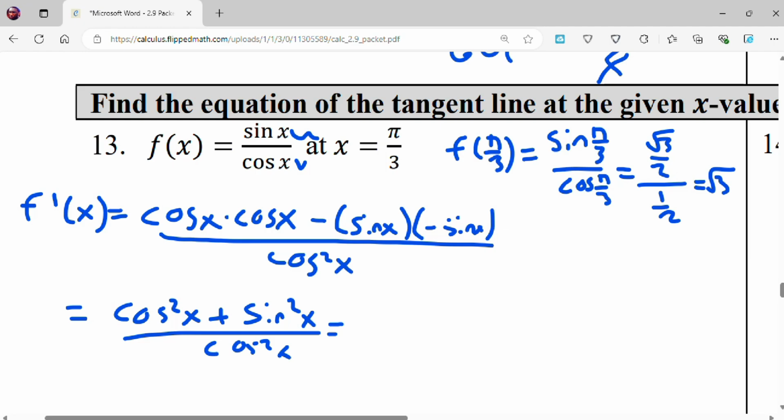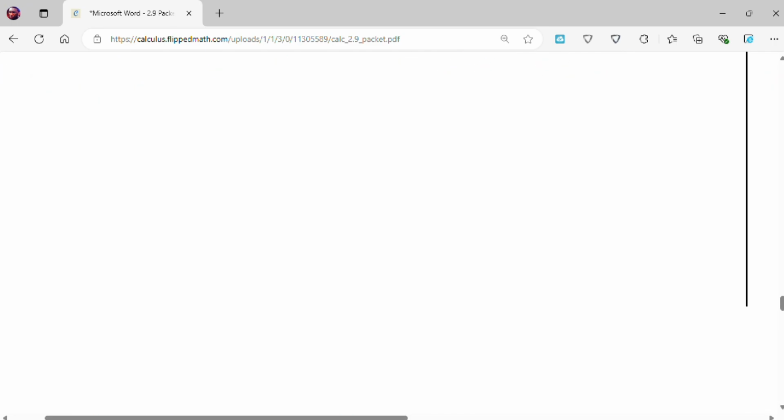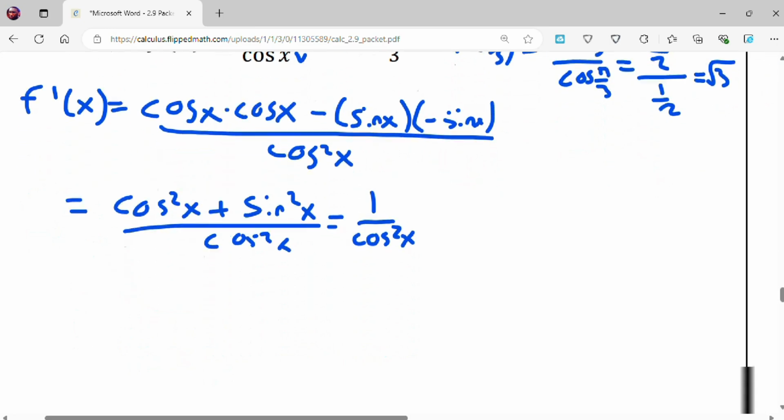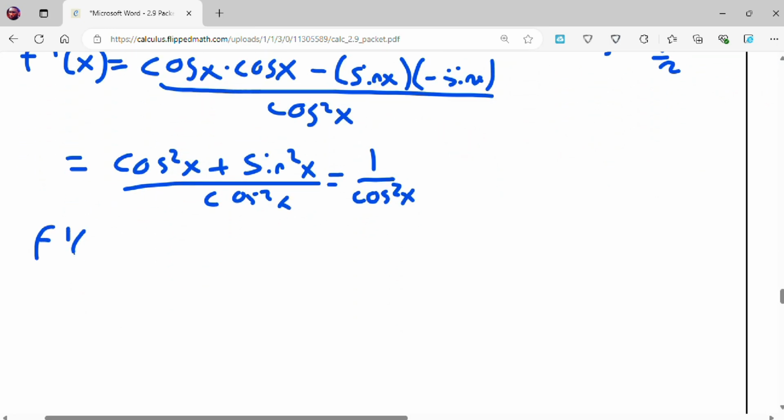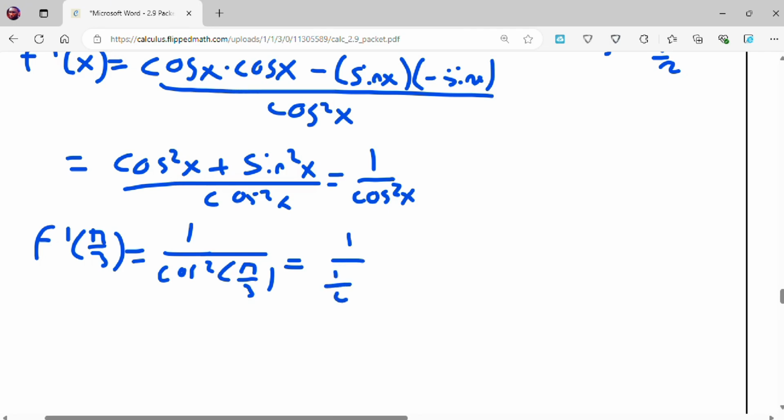And this is equal to, remember the Pythagorean identities? So right here we have one. Cosine squared x plus sine squared x is 1. 1 over cosine squared x. Now we can evaluate pi over 3 at that point. So 1 over cosine squared of pi over 3. Cosine of pi over 3 is 1 half. So 1 over 1 half squared is 1 over 1 fourth. So we get 4 as our slope.